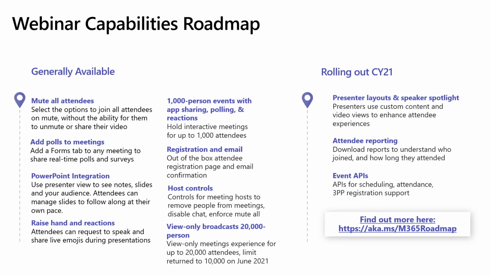So you may be wondering, when can I have access to these amazing webinar capabilities? Here's a snapshot of what is generally available and what is rolling out soon. Many of the features that I showcased today, such as adding polls to meetings, using PowerPoint Live, and having 1,000-person interactive webinars are available now. And on the right-hand side, you can see some additional features that are rolling out soon. This includes presenter layouts, as well as attendee reporting.